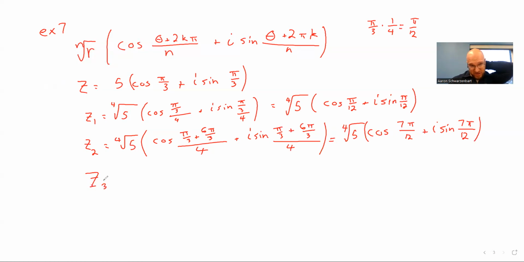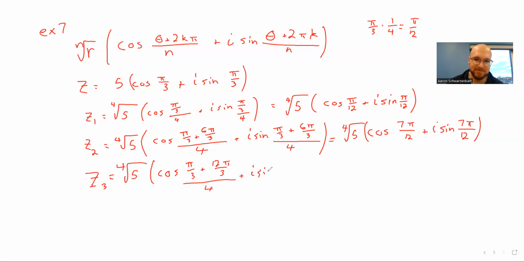My third root of unity, now I'm going to enter another multiple of 2 pi, 4 pi, which in this case is 12 pi over 3. And that's going to be 13 pi, and again, over 12.